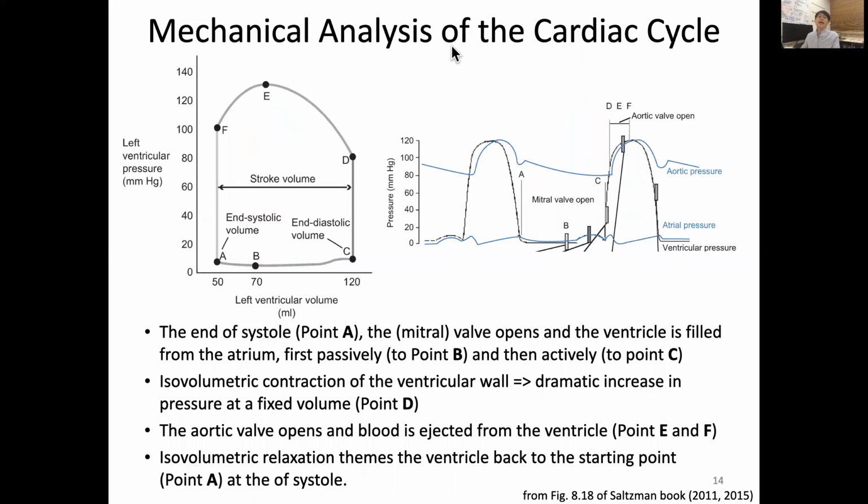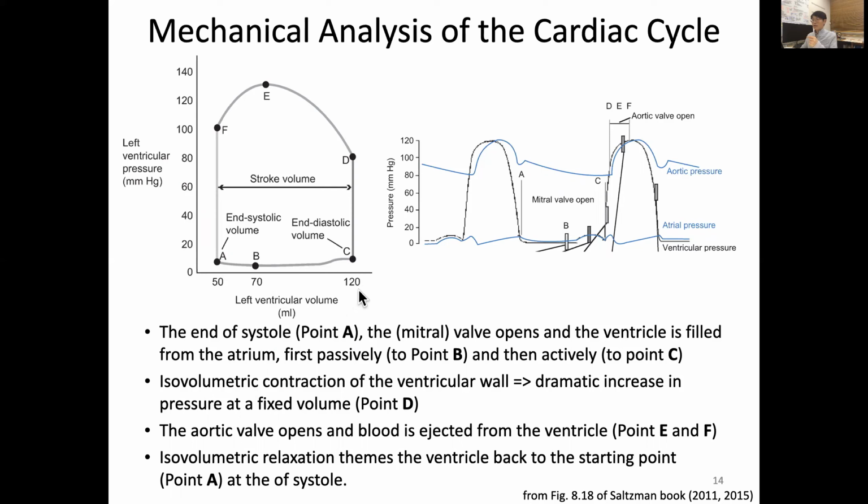So mechanical analysis of the cardiac cycle can be done by drawing this pressure on the Y-axis and left ventricular volume on the x-axis. The end point of the systole is point A, and the mitral valve opens, and the ventricle is filled from the atrium, first passively, A to B, and then actively, until point C.